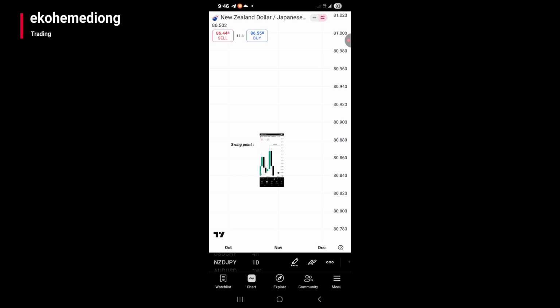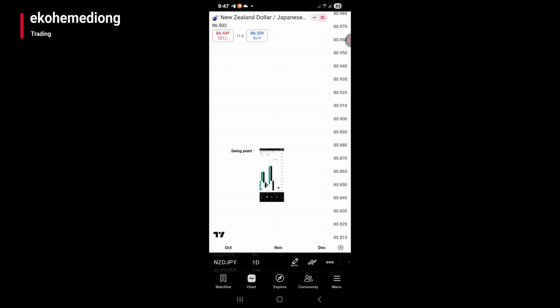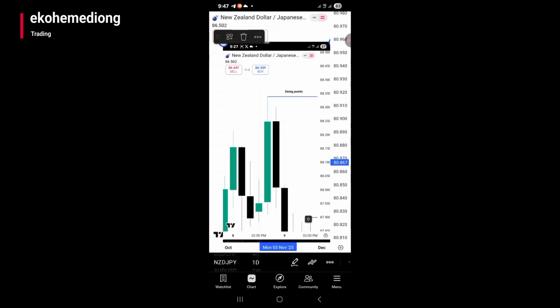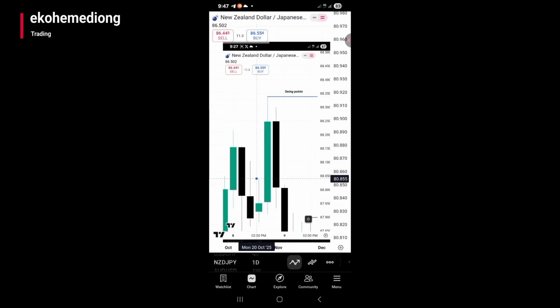So swing point is also a three candle formation where the middle candle sticks out. You have almost the same thing as a fair value gap, but this one there's no gap. What you have here is the first candle, which is this candle right here, the second candle, and then the third candle. Now this candle here sticks out. The middle candle is what we are focusing on.